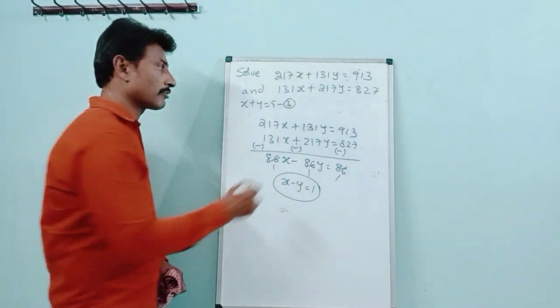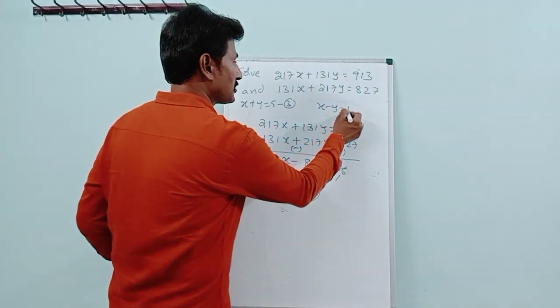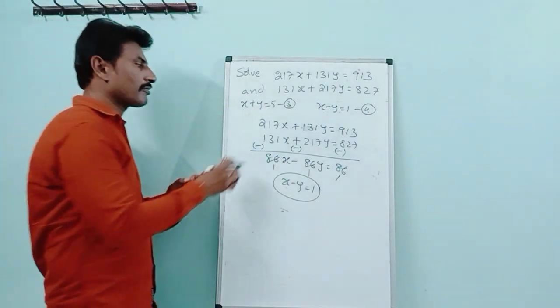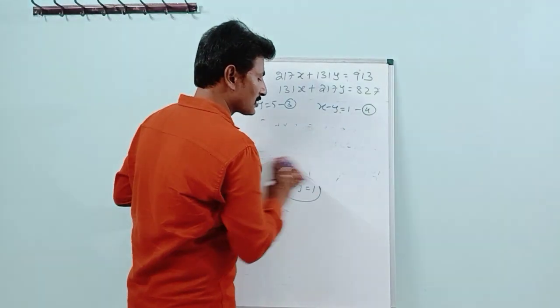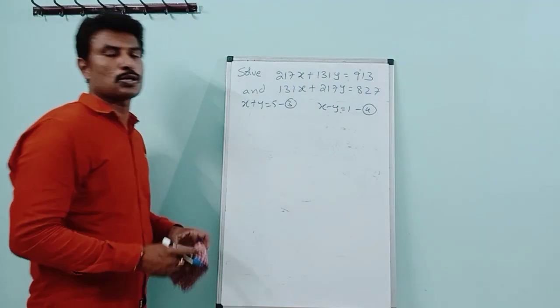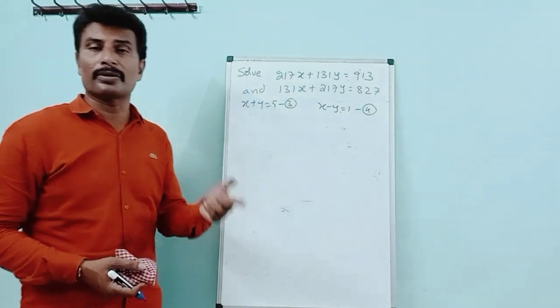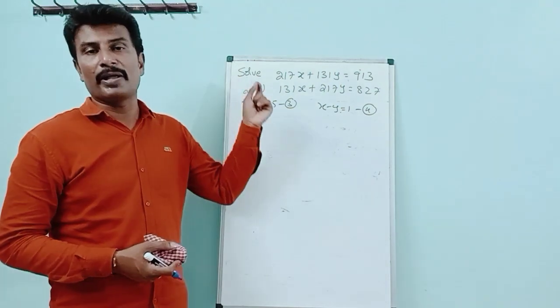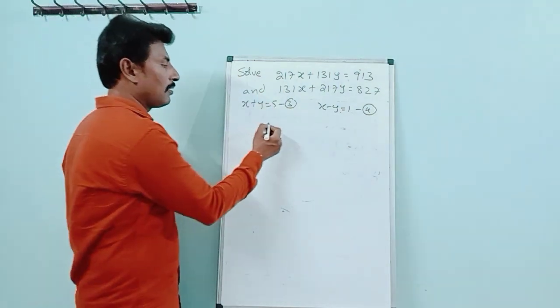I got one more equation. So x minus y is equal to 1. It is the fourth equation. By adding and subtracting these two equations, we got two other simple equations. Now try to solve them. I am sure you can find the x value and y value which satisfy the given pair of linear equations. Now let me solve it.